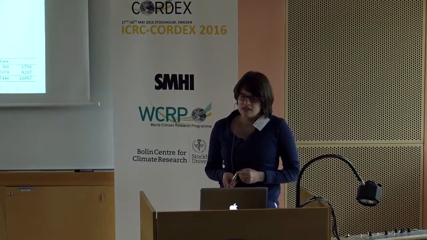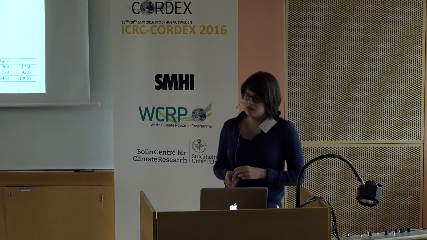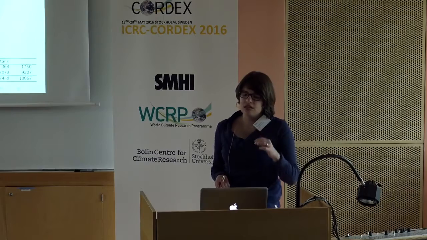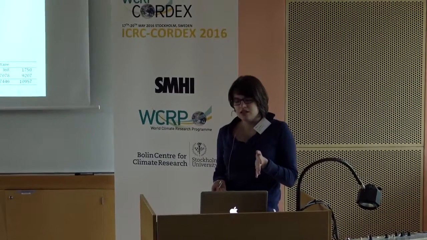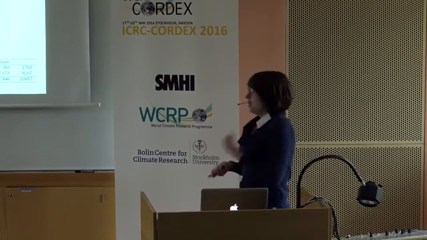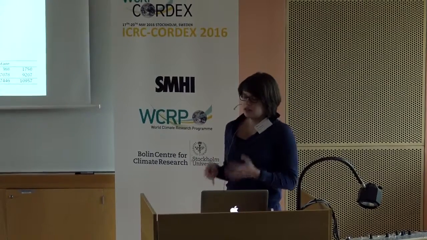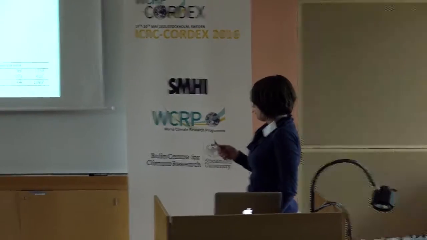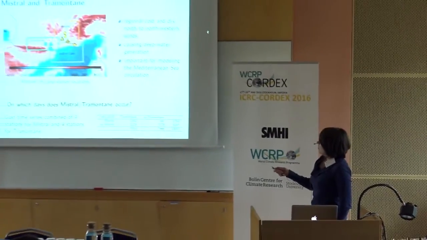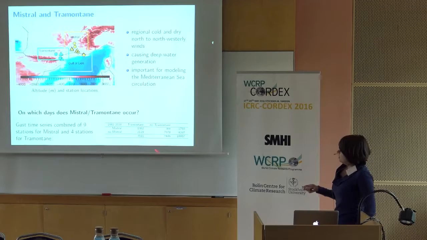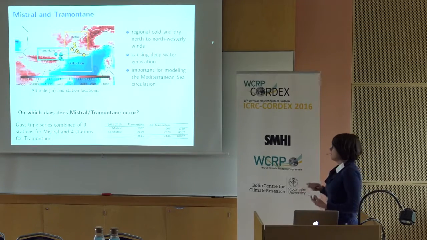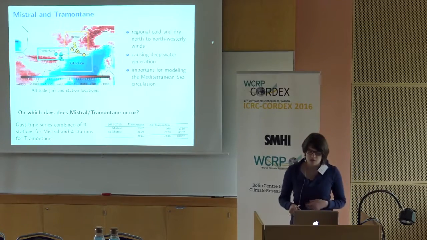The first question was on which days we have a Mistral or Tramontane event. We got station data from 16 stations, 13 of them from Météo France, and they contained the information whether there was a gust from the Mistral or Tramontane direction at these stations of above 60 meters per second. We then decided to regard the day as a Mistral day if these gusts were observed up in the valley, where the valley opens to the sea and close to the shore, and similarly for Tramontane. For the 30 years, 1981 to 2010, we arrived at about 1,400 Mistral and Tramontane days and about 7,000 days where none of the winds occurred.